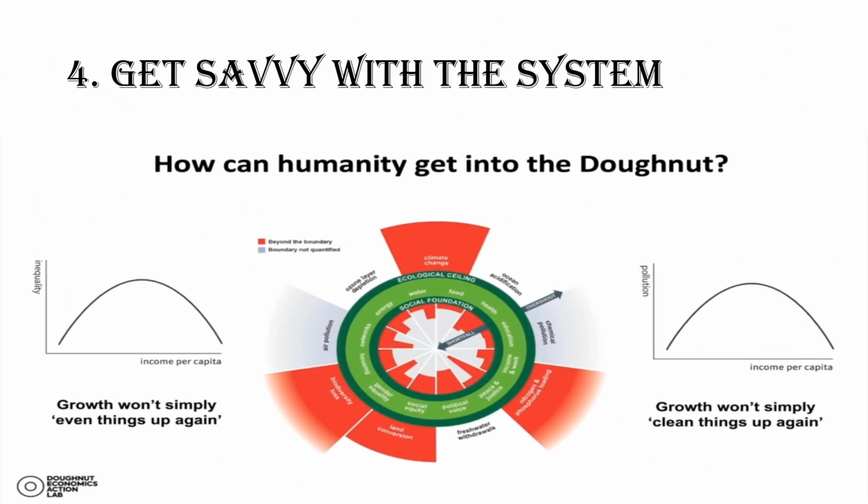The next way is to get savvy with the system. The iconic equilibrium, or the intersection of the market's supply and demand curves, is the first diagram that every economics student encounters. But the problem is, growth will not simply even things up, or clean things up. It is not the complete solution for an economy's problems.